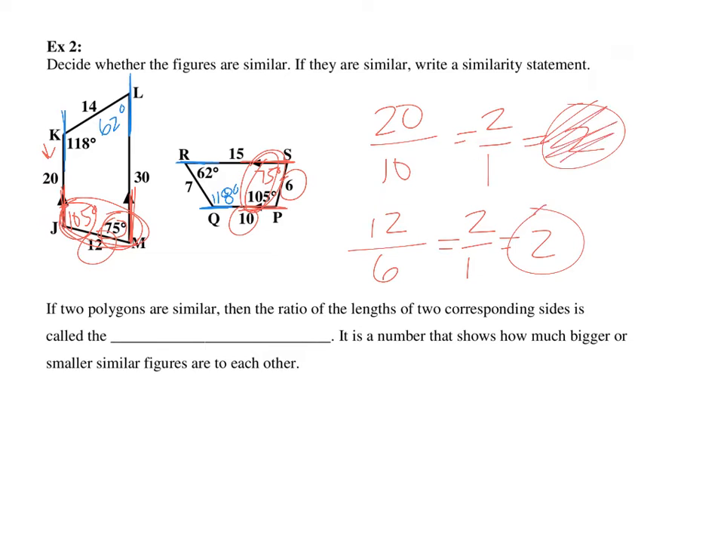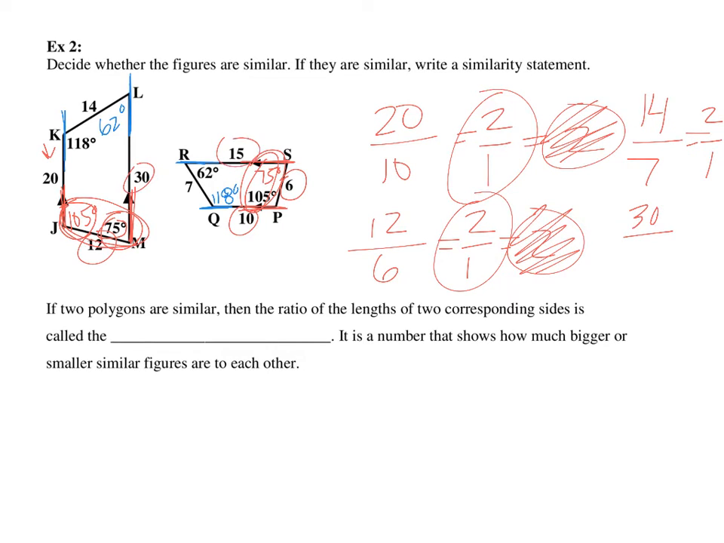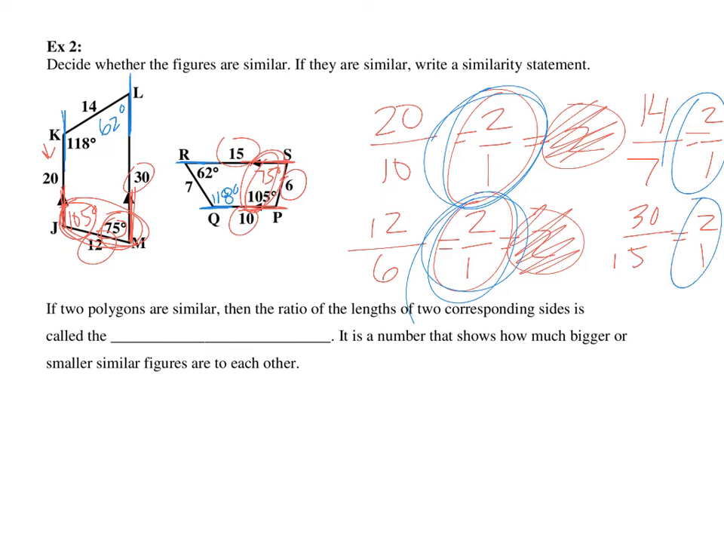Let's keep it as a ratio instead of writing it as a whole number. So 2 to 1. And then I have 14 over 7, that's a ratio of 2 to 1. And then I have 30 over 15, that's a ratio of 2 to 1. All right, so all the ratios of the corresponding sides are the same, so these two figures are similar.